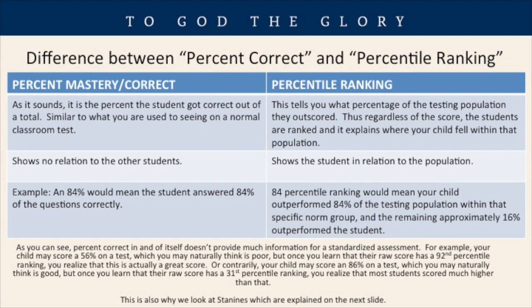Or let me give a contrary example. Let's say your child got an 86% correct on a test, and you think, all right, that's pretty good. But then you look at the percentile ranking and you find out that that put them in the 31st percentile ranking, meaning that even though they got 86% right on the test, they're in the bottom 31% of the students in terms of the scores for that test. So you can see that they mean very different things, and they give you different valuable pieces of information.